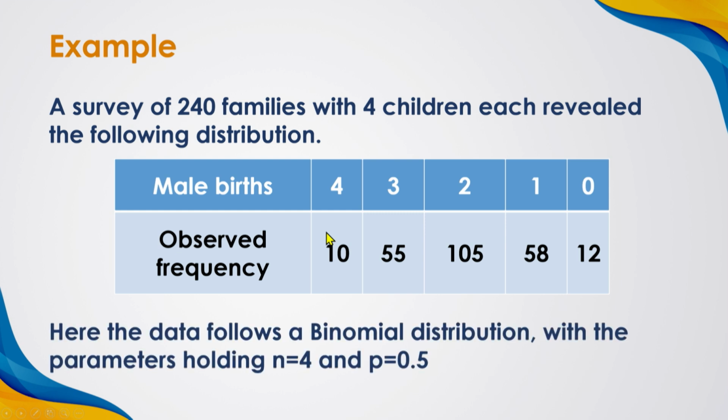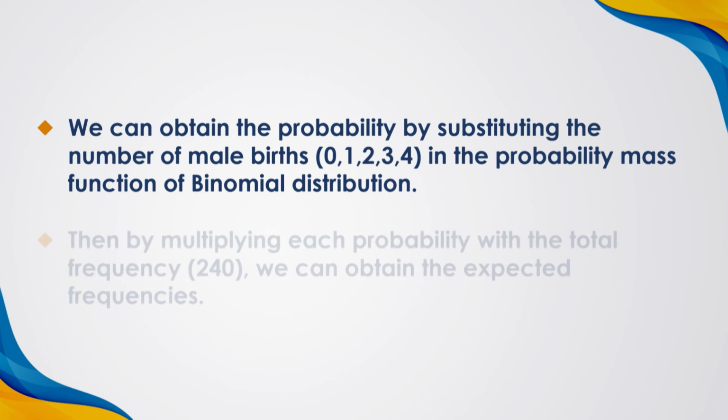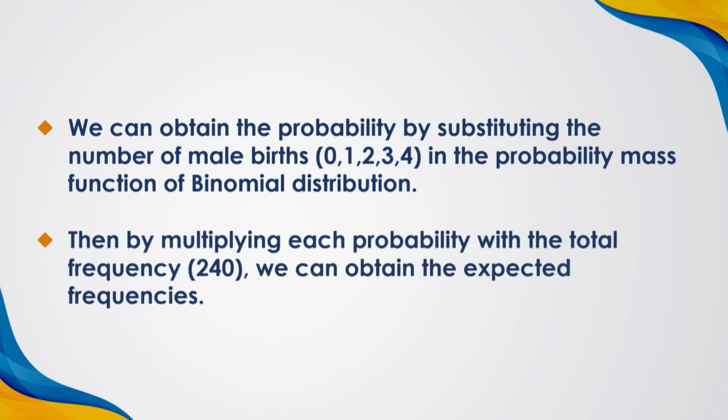Here the data follows binomial distribution with the parameters n as 4 and p as 0.5, where p is your probability of success. It has been divided equally as 0.5. We can obtain the probability by substituting the number of male births 0, 1, 2, 3, 4 in the probability mass function of binomial distribution. Then by multiplying each probability with the total frequency, that is 240, we can obtain the expected frequencies.